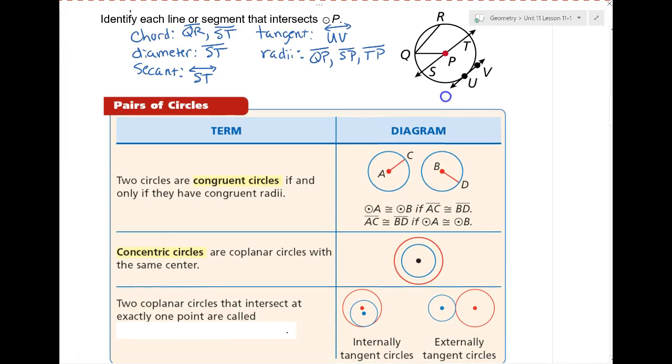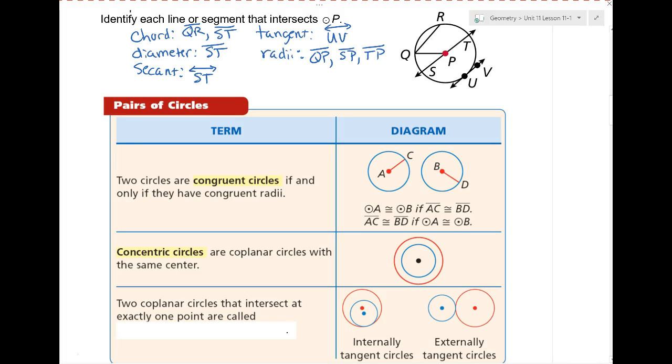All right, now the first two up there should be quick reviews from when we talked about areas of circles. We talked about what makes circles congruent. They have congruent radii. They can be in different planes and universes for all we care, but as long as the circles have congruent radii, they're congruent. Concentric circles, remember that's like your Target brand symbol. They all are in the same plane and they share the same center. So we got concentric circles.